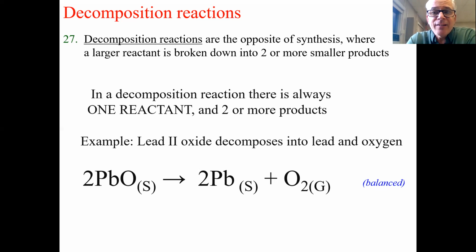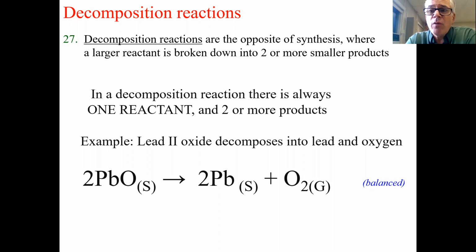If there's one reactant, it certainly can't bond to anything. There's nothing to bond to. The only thing it can do is to decompose, break into something simpler. Here's an example. We have this compound PbO, lead Roman numeral 2 oxide. It's going to decompose into lead and oxygen.